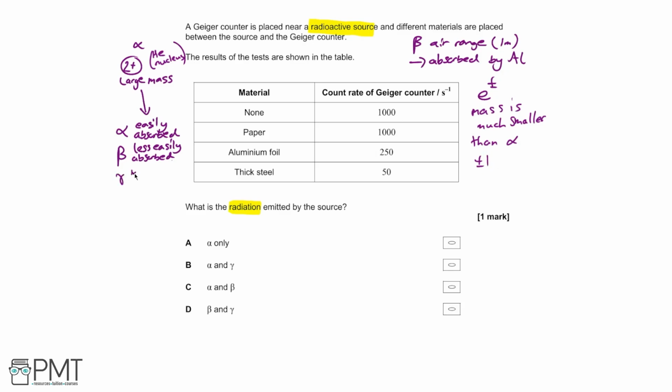Finally, we have gamma radiation, which is much less easily absorbed. This is because gamma radiation is made up of photons, high energy photons at that, and because they have no mass and are uncharged, it's much harder for them to interact with matter. Therefore, you need very dense materials in order to increase the probability that a nucleus or other particle interacts with the gamma photons.